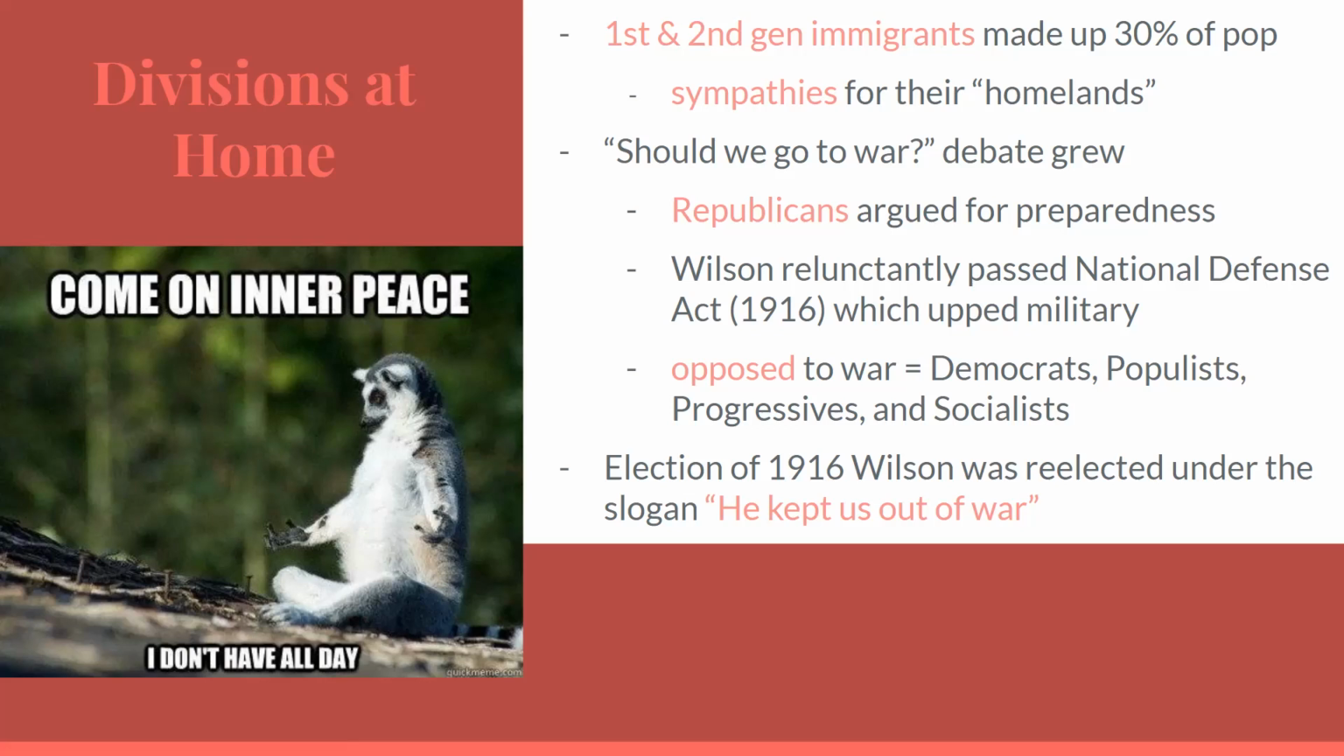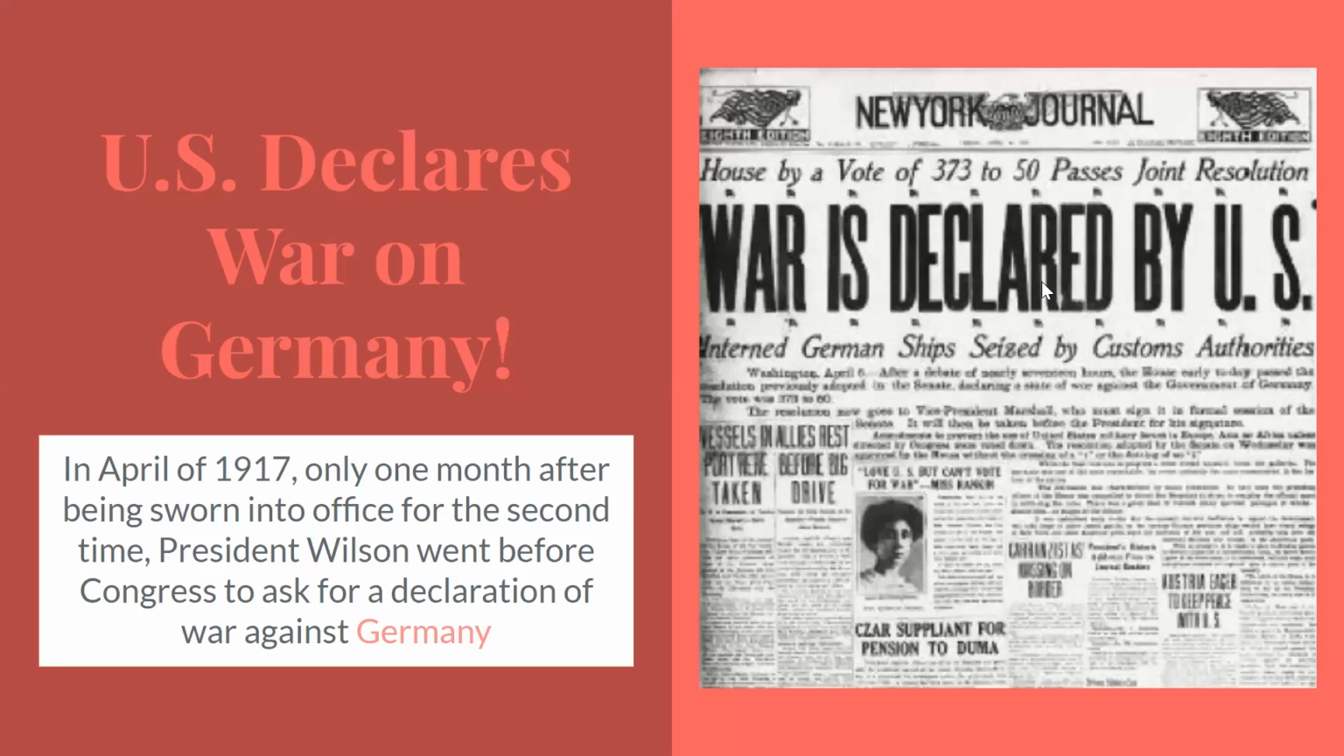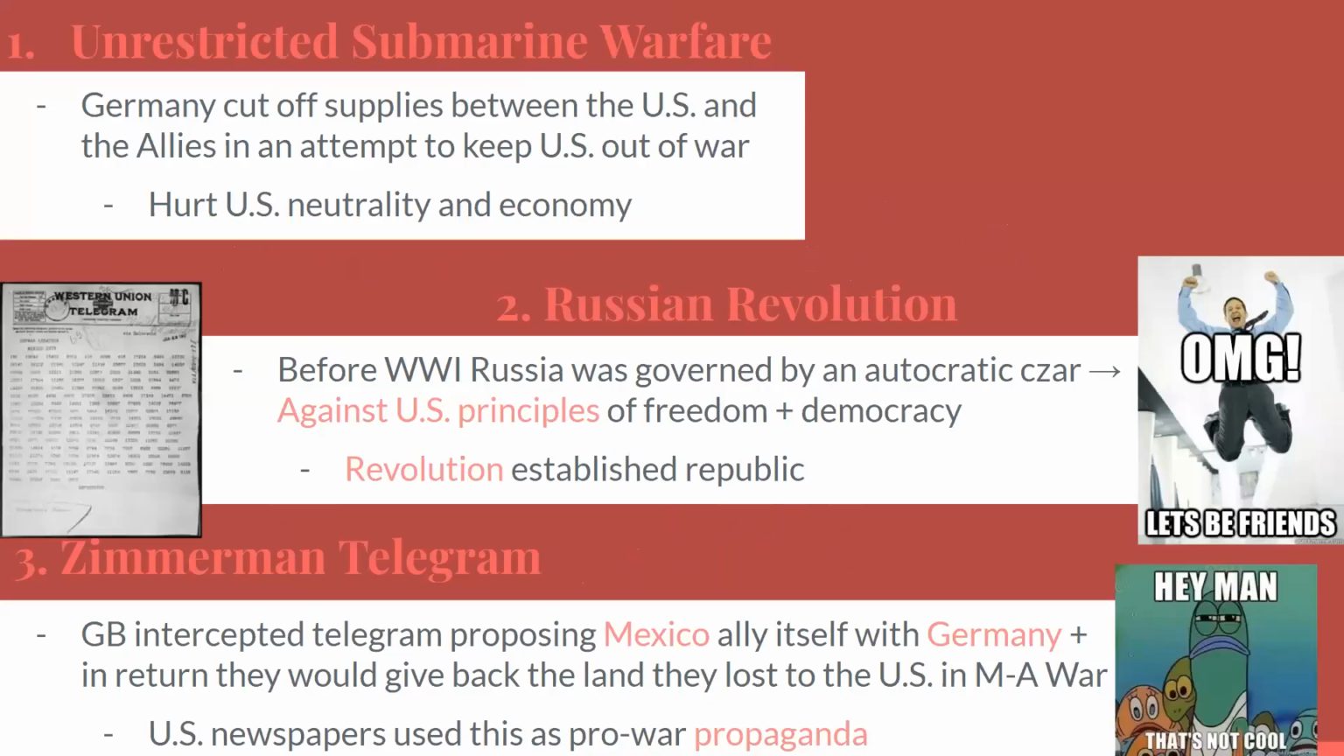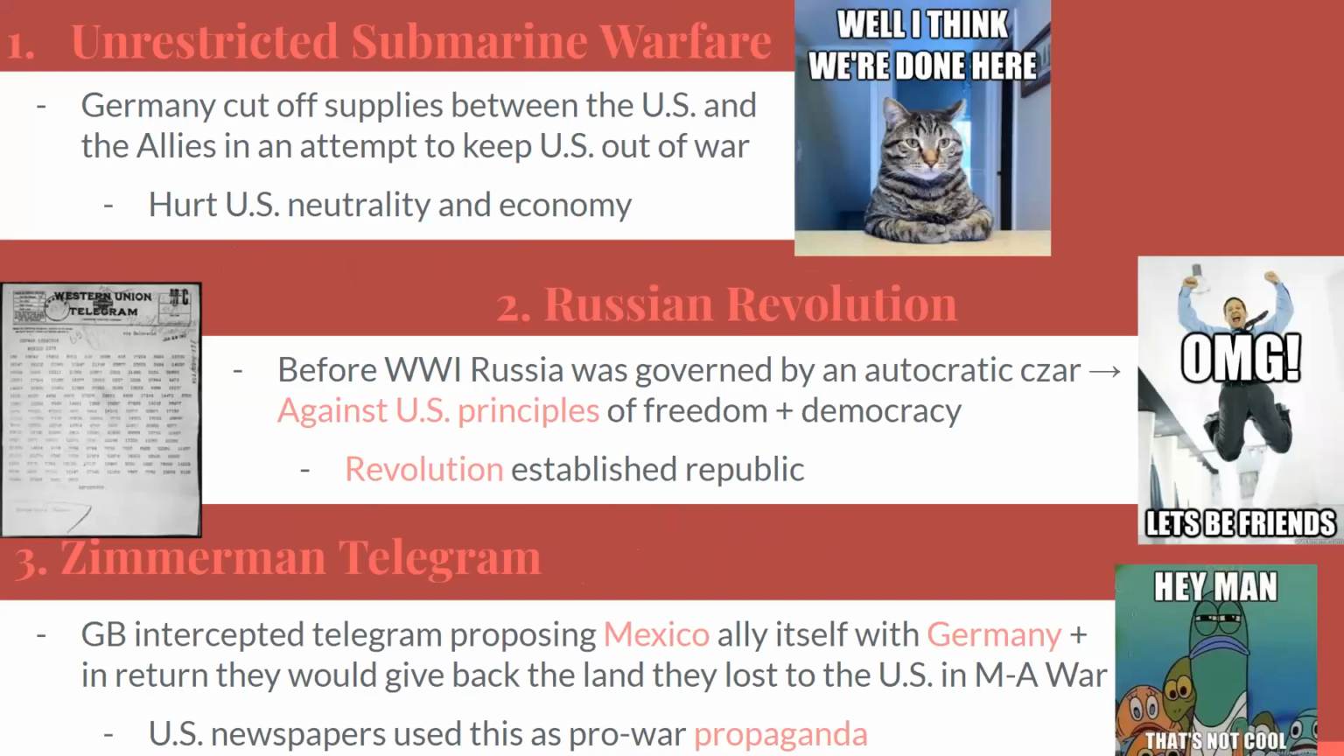But in 1916, Wilson is reelected under the slogan, "He kept us out of war," which could be an indication to us that the majority of the American public wanted to be isolationist. But less than a week after he was sworn into office, we declare war on Germany. So what the heck happened? Three things happen. One, the continued use of submarine warfare by the Germans, our neutrality and our trade are just being hurt too much. The second being the Russian Revolution, and this has kind of a two-parter.